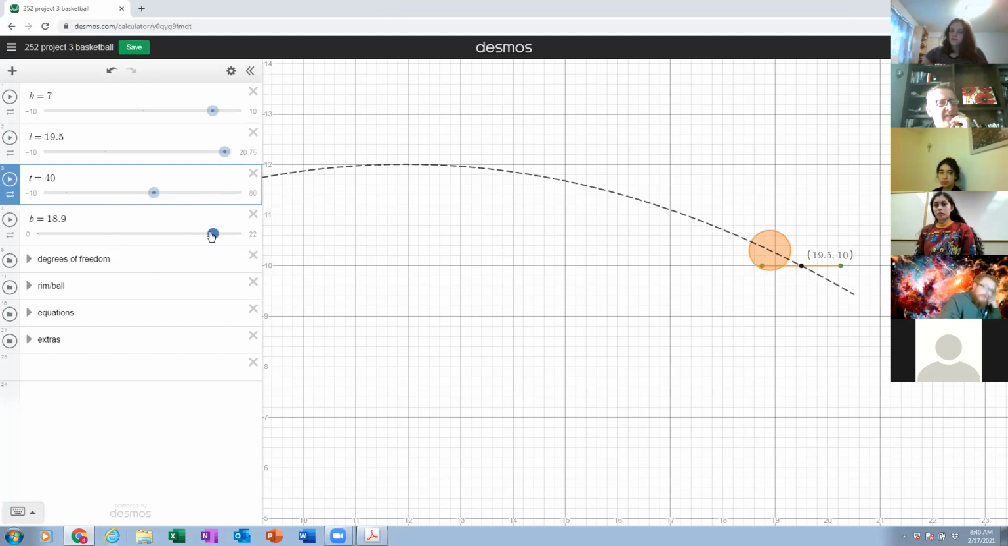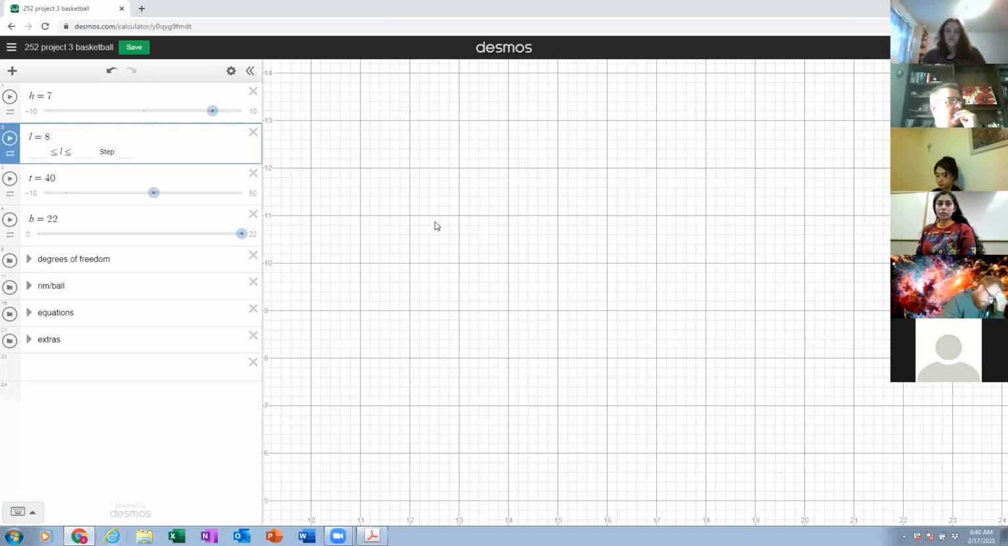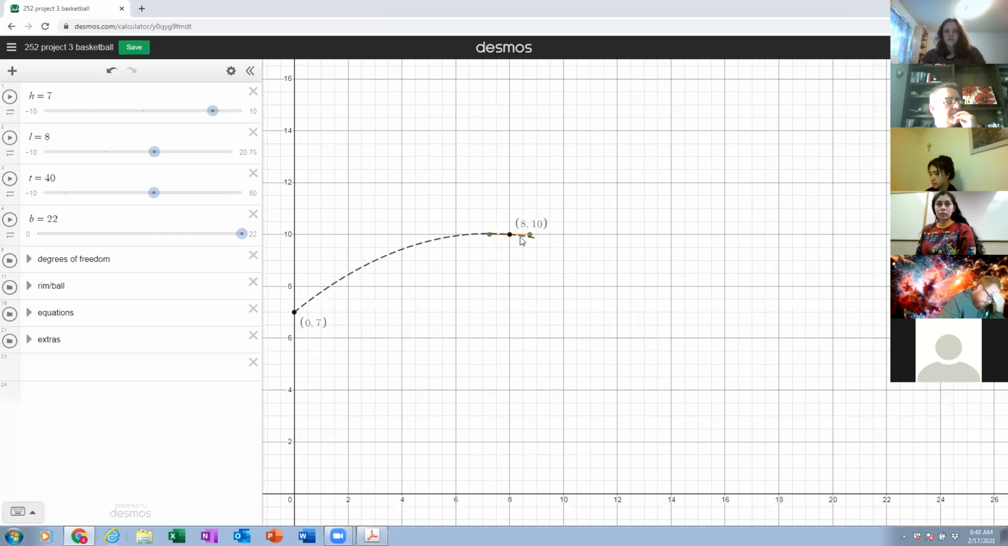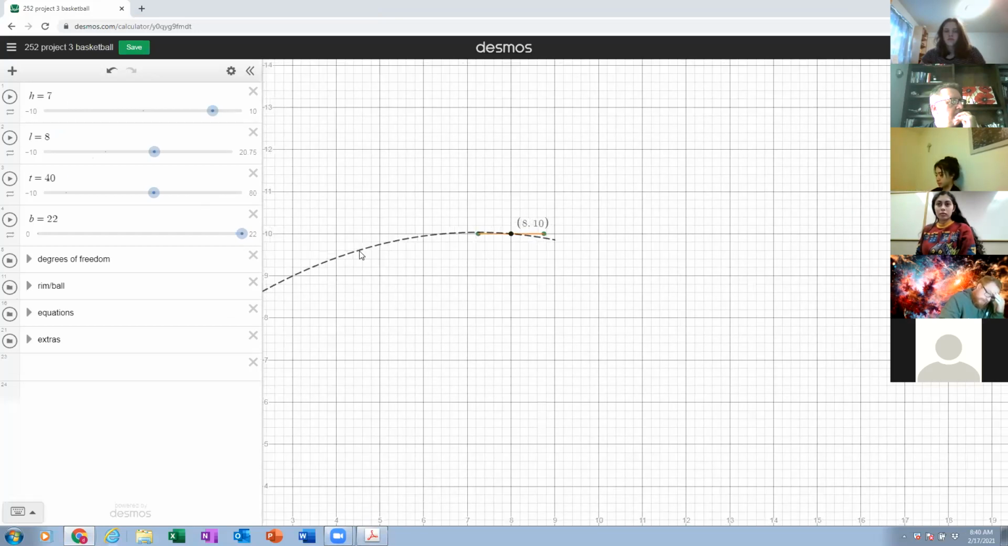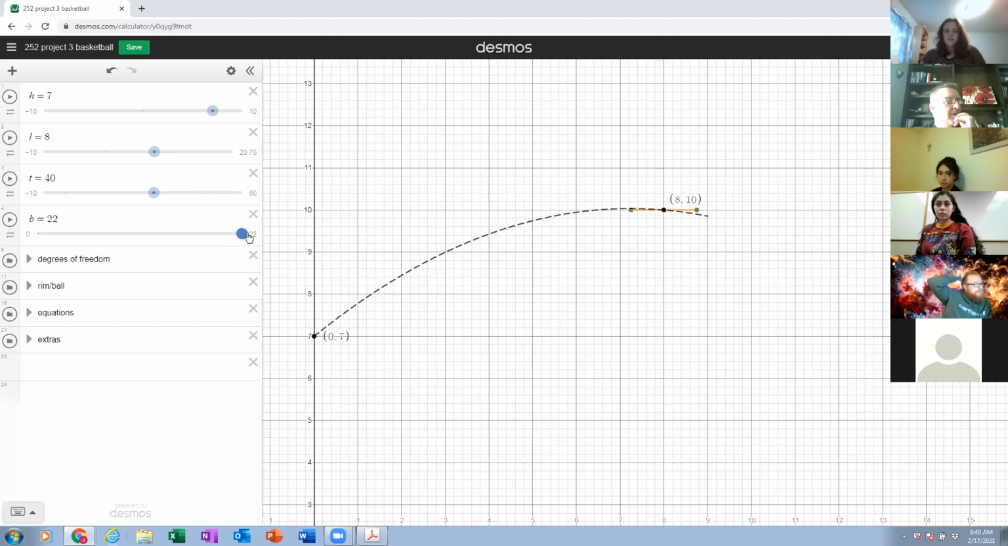Now it does depend on the length of your shot. Desmos is kind of fun because I can change that on the fly, and it just remakes the problem. Except my ball just disappeared. I don't know why my ball disappeared. Oh, it's flying its way out there somewhere.